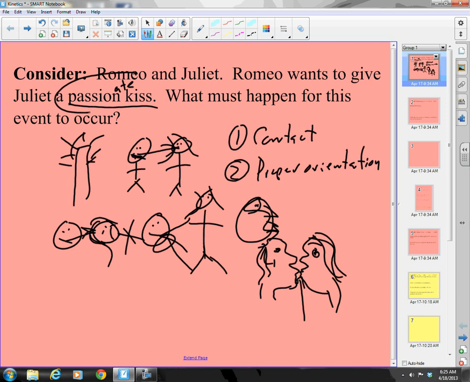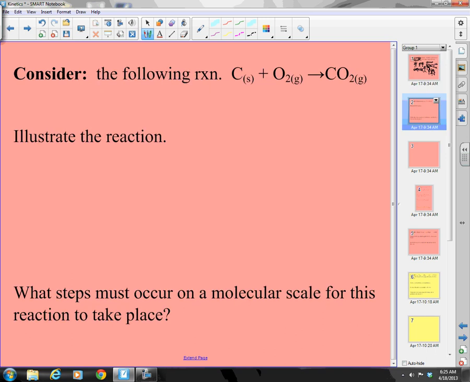But for this to be a passionate kiss, what else must we have? Well, it can't be just a little peck. It can't take like a millisecond for this to happen. This has to have enough energy, right? This has to have a minimum amount of energy for this to be a passionate kiss. So the third thing we need is sufficient energy. Great. So for Romeo to plant a great passionate kiss on Juliet, we've got to have contact, we've got to have proper orientation, and we have to have sufficient energy. Good. All right, so now let's move on.